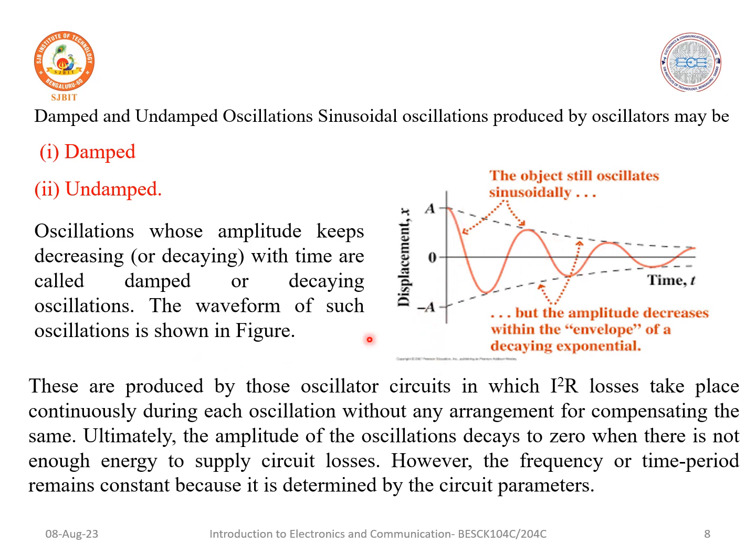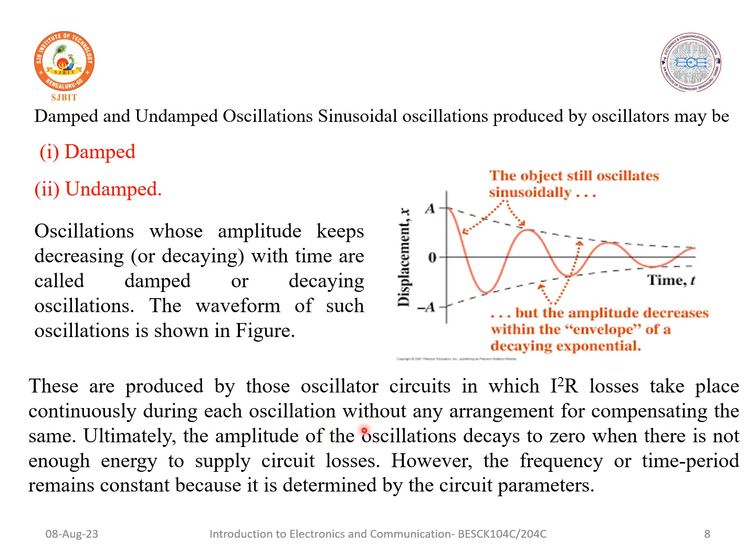So you can observe here, as time goes, the amplitude is reducing. The wave starts from A to minus A, and as time goes, the amplitude is decreasing. The waveform still oscillates sinusoidally, but the amplitude is reducing. The amplitude decreases within an envelope of exponential decay.